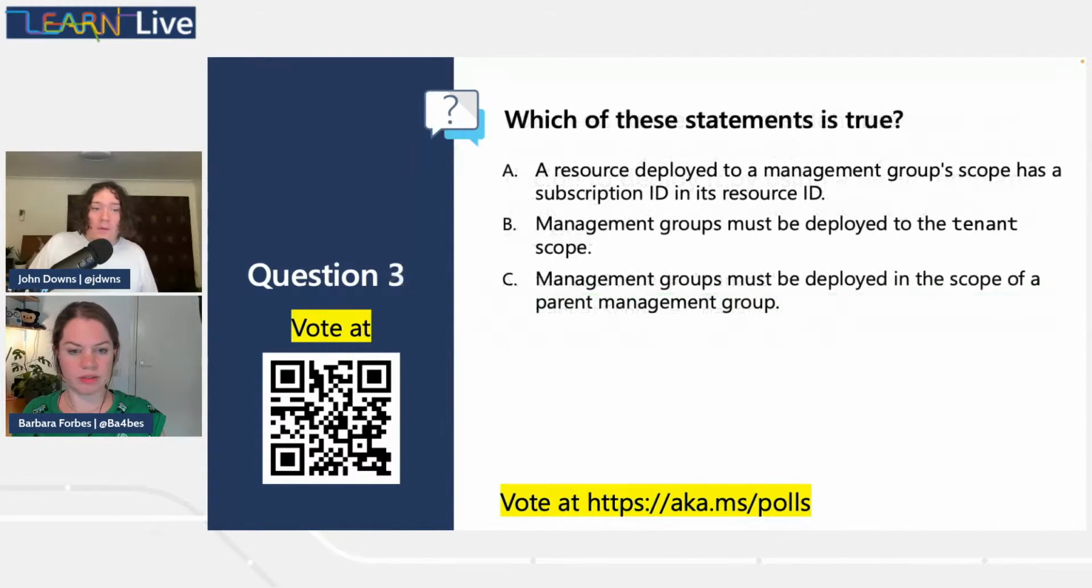All right, I think we can sneak in one more. I think so. Yeah, let's do it. So everyone, as soon as you see it, vote very quickly, because time is not our friend right now. So the question is, which of these statements is true? A, a resource deployed to a management group scope has a subscription ID in its resource ID. B, management groups must be deployed to the tenant scope. And C, management groups must be deployed in the scope of a parent management group.